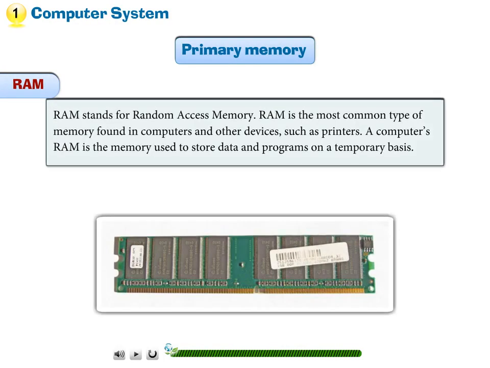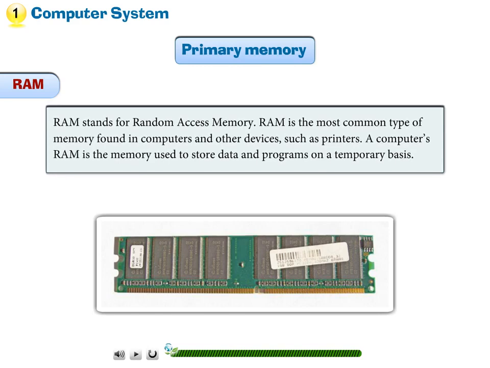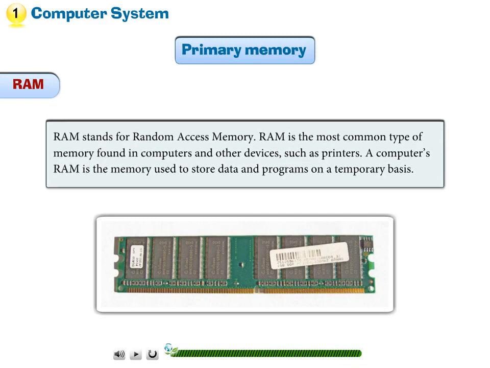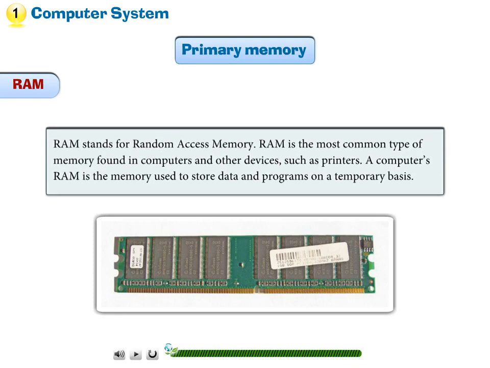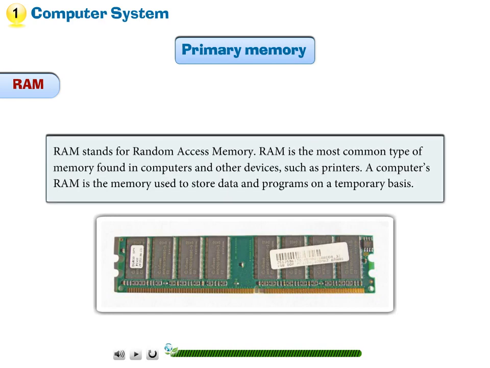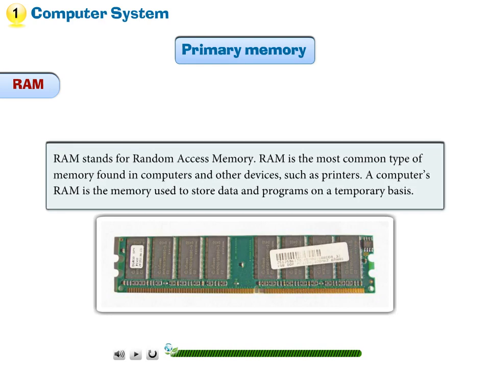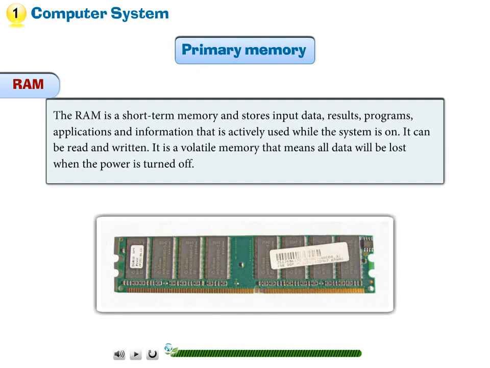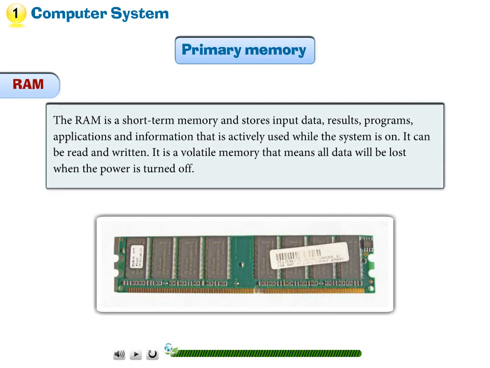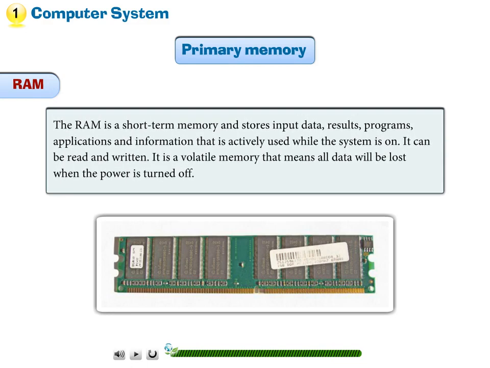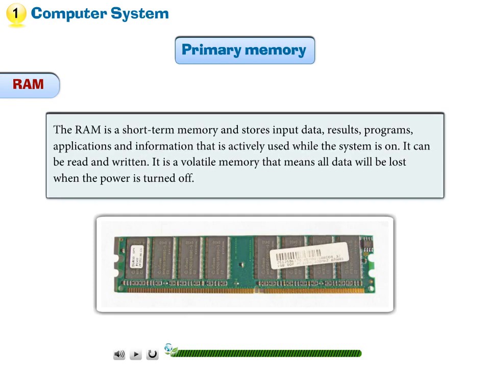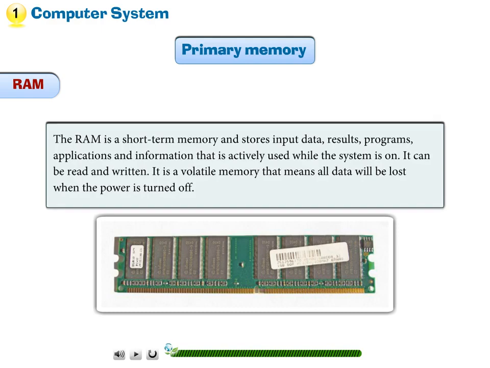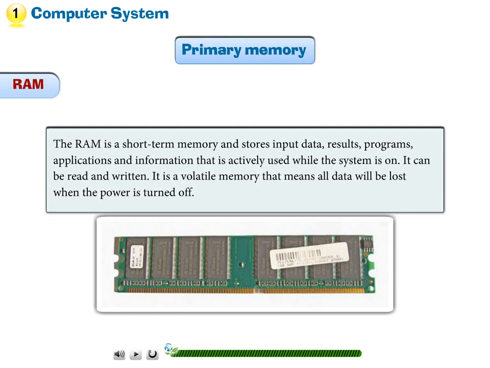RAM. RAM stands for Random Access Memory. RAM is the most common type of memory found in computers and other devices such as printers. A computer's RAM is the memory used to store data and programs on a temporary basis. The RAM is a short-term memory and stores input data, results, programs, applications and information that is actively used while the system is on. It can be read and written. It is a volatile memory, which means all data will be lost when the power is turned off.